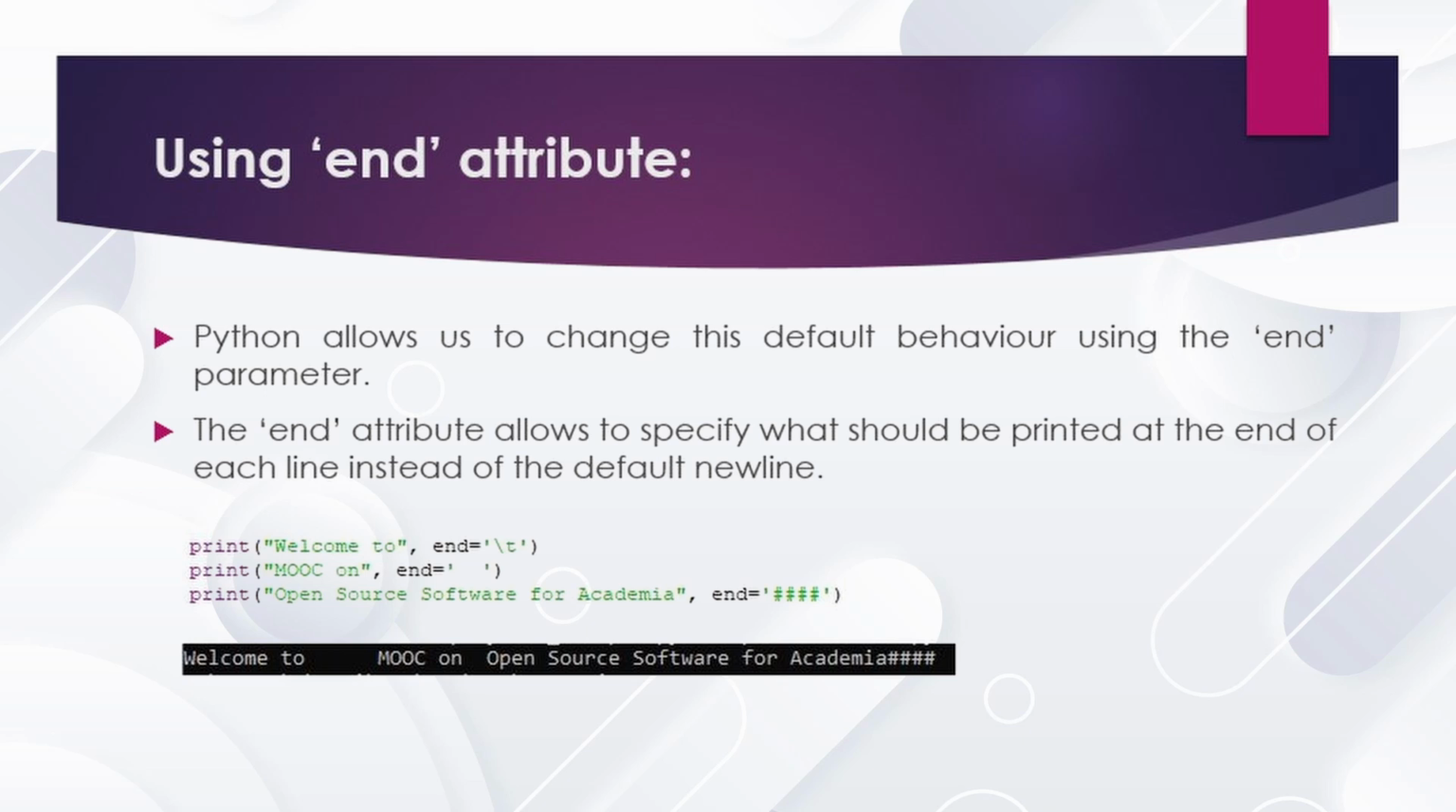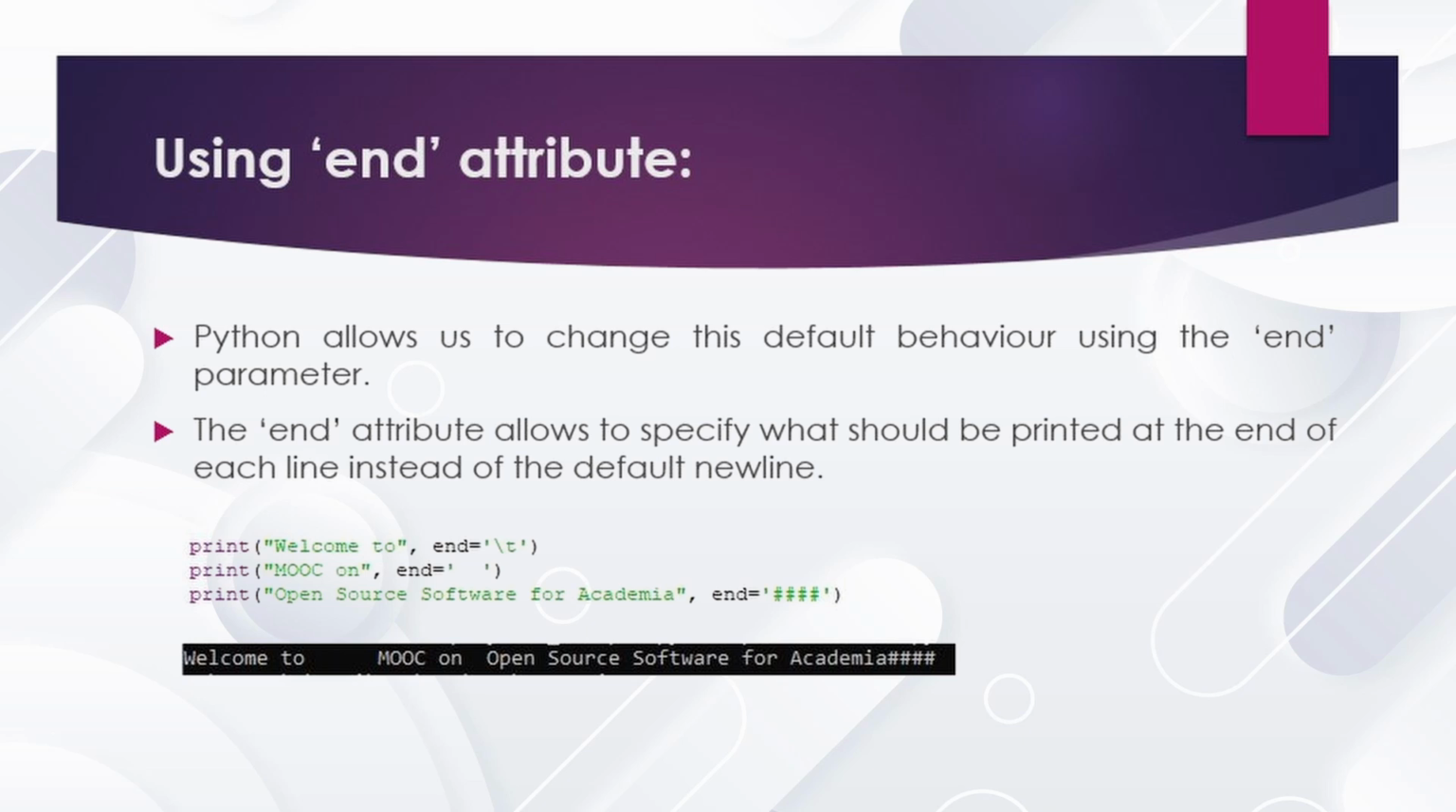Here is an example that demonstrates how the end attribute works. In this code, we can see that the first print ends with a tab character. So the next output starts after the tab space. The second print ends with two spaces, and the third print ends with the string of 4 hashes instead of a new line. The final output will be displayed in a single line with the custom separators that have been defined by the end attribute.